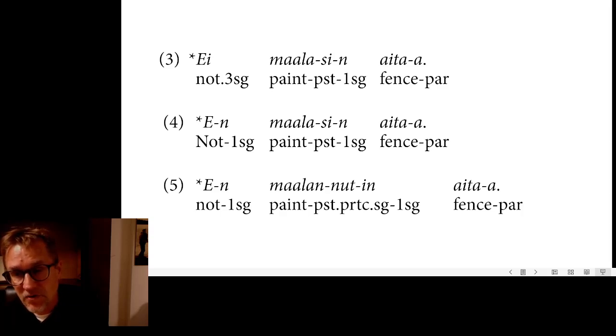For sentence number 4, "en maalasin aitaa", here I added the full agreement form into both the negation and the verb. And again, the same is true, that nobody would accept this pattern. You don't find this type of example regularly anywhere, and if you find one, it's a mistake. And number 5 was a combination of agreement on the negation, and then a participle form, and then a regular agreement suffix added to the participle form.